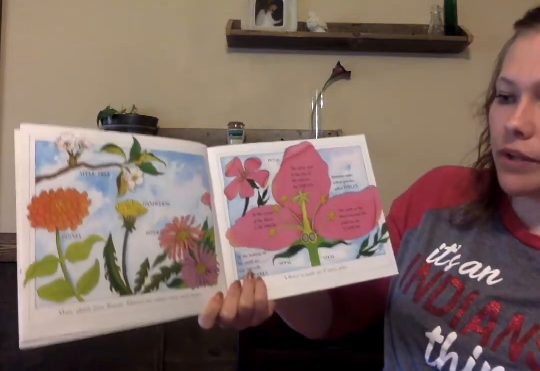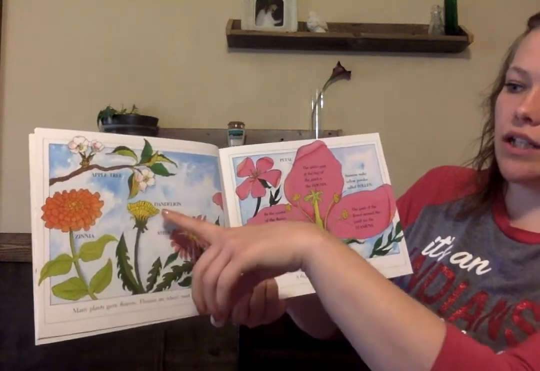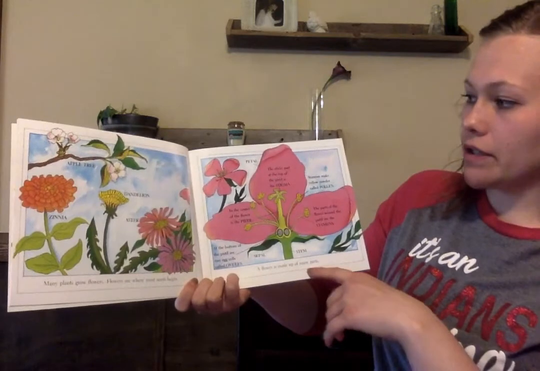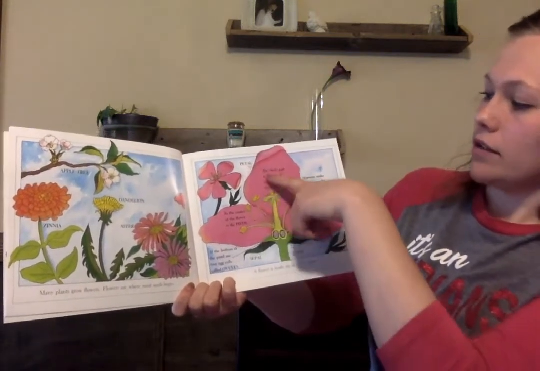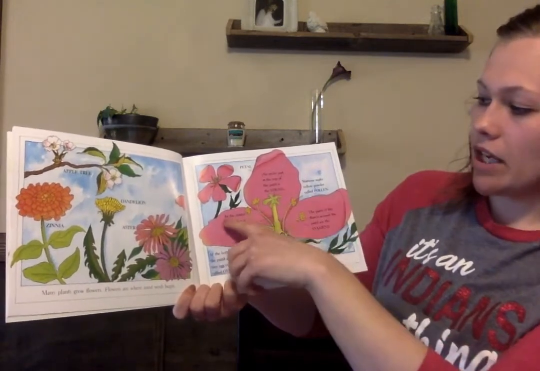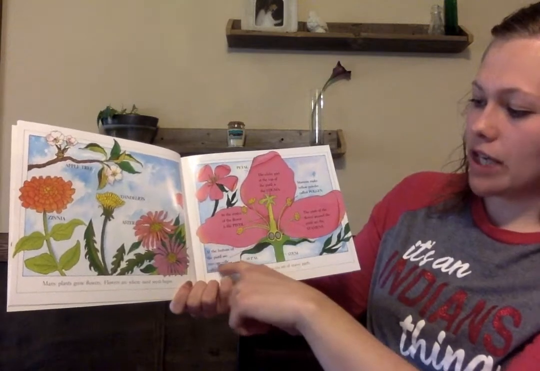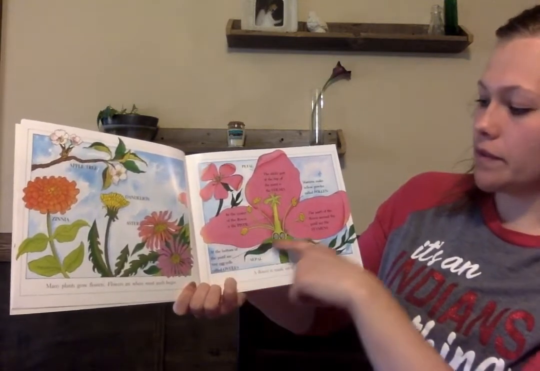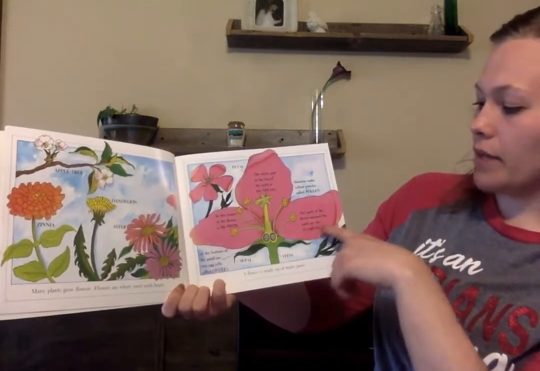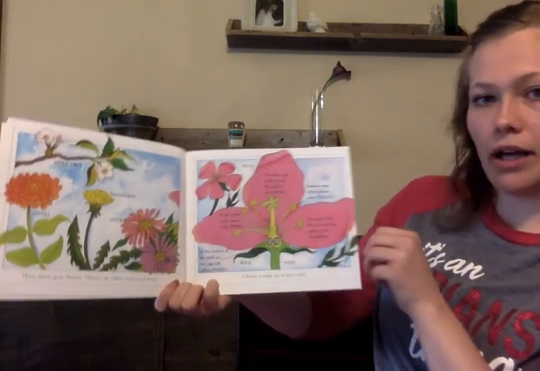Many plants grow flowers. Flowers are where most seeds begin. Apple tree, zinnia, dandelion, aster. A flower is made up of many parts. Petal. The sticky part at the top of the pistil is the stigma. In the center of the flower is the pistil. At the bottom of the pistil are tiny egg cells called ovules. This is the sepal, the stem. The parts of the flower around the pistil are the stamens. Stamens make yellow powder called pollen.